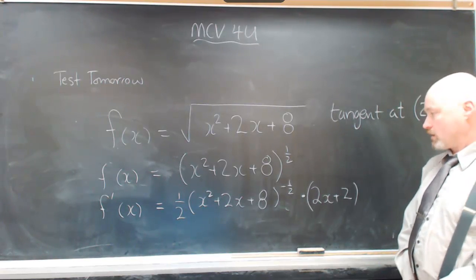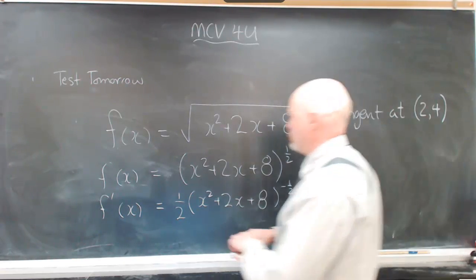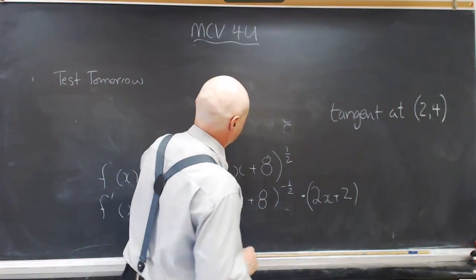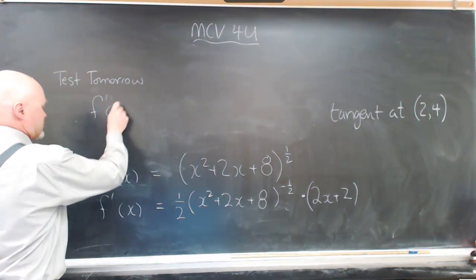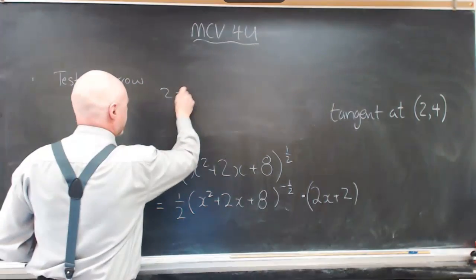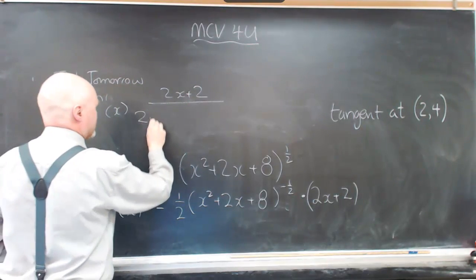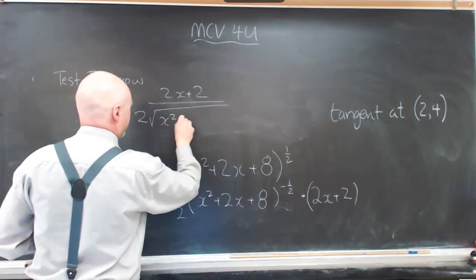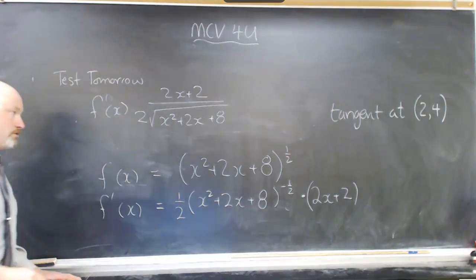Yeah. Okay. Good. And I guess if we want to rewrite that, we just do it up here. So f prime of x is 2x plus 2 over 2 square root of x squared plus 2x plus 8. So there's our derivative.